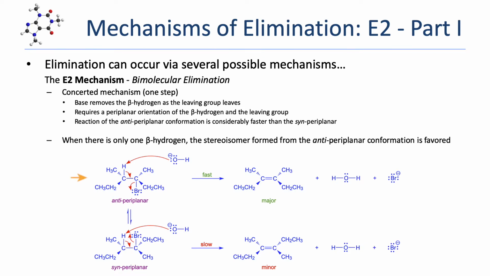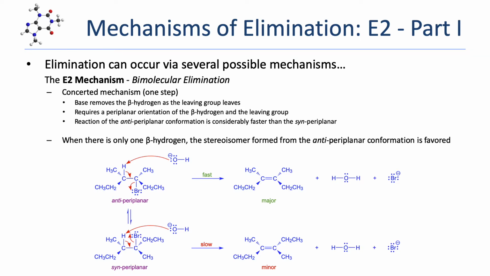In this case, we see hydroxide acting as the base. The hydroxide removes the beta hydrogen, pushing the CH bonding electrons towards the neighboring carbon, forming the pi bond and expelling the leaving group. An important aspect of the E2 mechanism is that it requires a periplanar relationship between the beta hydrogen and the leaving group. In this context, periplanar simply means that the 2 groups need to be in the same plane.